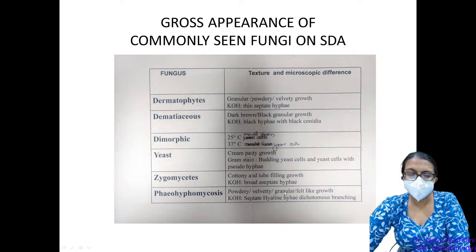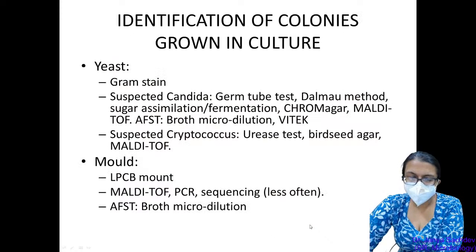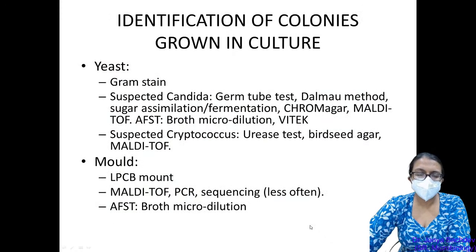Phaeohyphomycosis again is a granular growth which is often pigmented. So as you come to different families of fungi, classes of them in detail, we'll be discussing appearance and identification of them in detail. This is just to give you a broad idea.